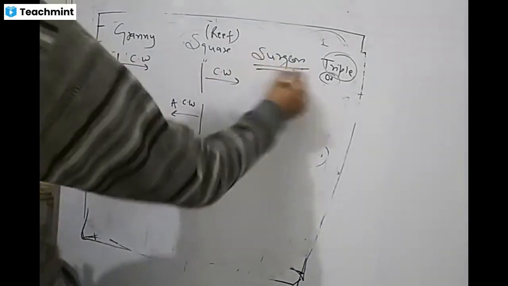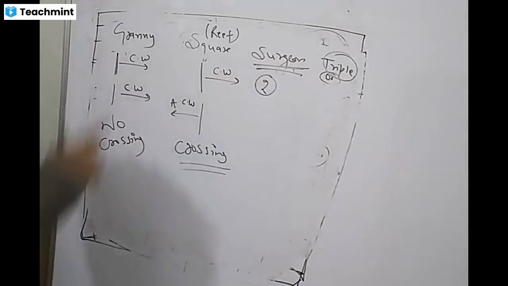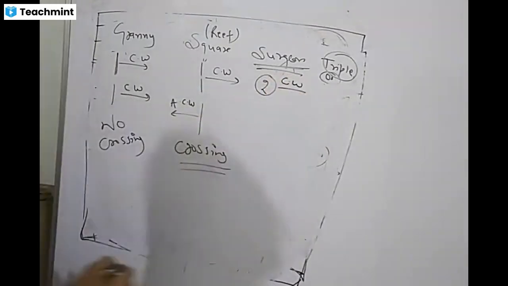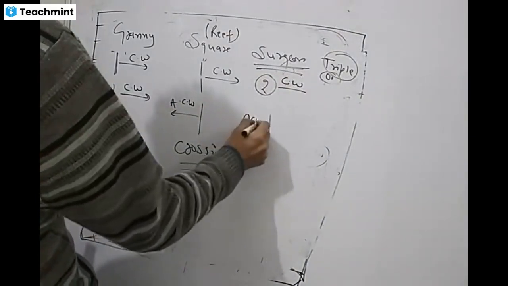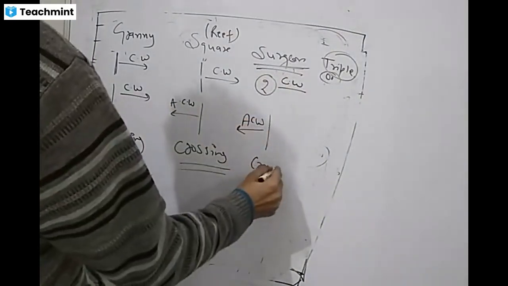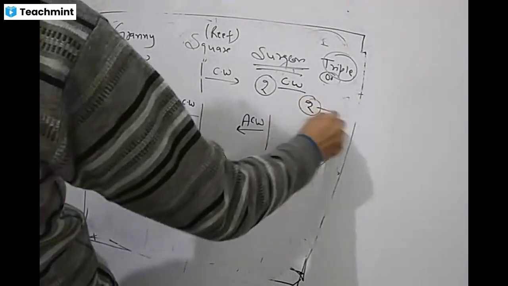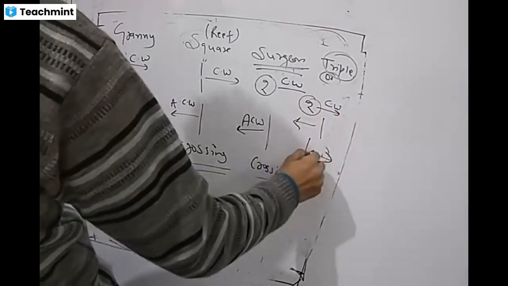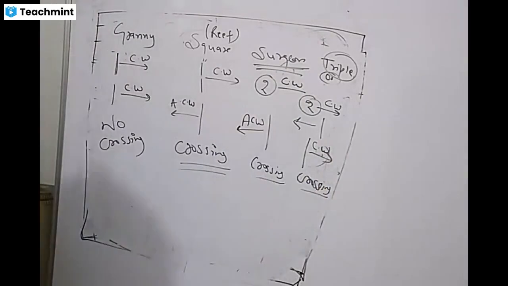In case of surgeon's knot, the first time there are two throws and they are clockwise. After this, one throw and that is anti-clockwise. So there is also crossing. In case of triple knot, first there are two throws clockwise, then one anti-clockwise, and the next one is again clockwise. So there are three throws and there is also crossing because it is coming in the opposite direction.